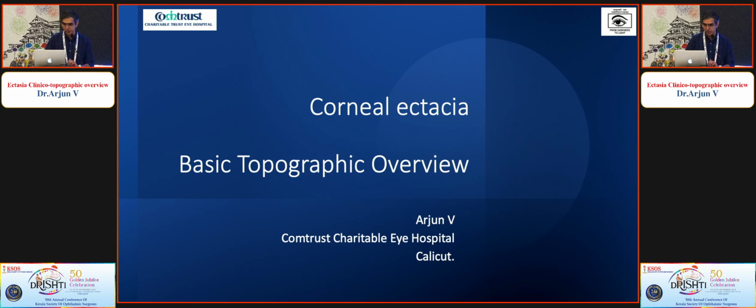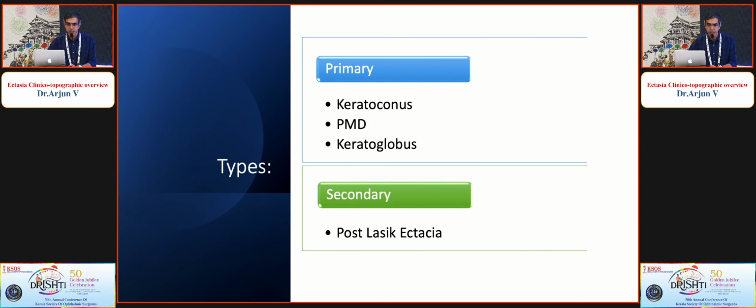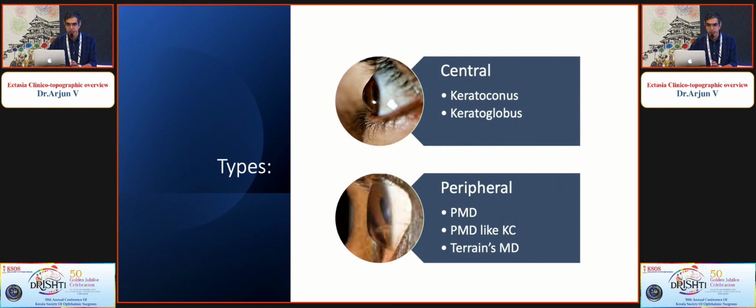Thank you, sir. So this is my humble attempt to give you an overview of topography within the next 8 to 10 minutes. Corneal ectasias, as you know, are defined as non-inflammatory and progressive, the hallmark being a steepening and thinning of the cornea. They may be primary or secondary, the primary being keratoconus or PMD, the secondary being the post-LASIK versions. And you can define them as central or peripheral ones, the peripheral ones being PMD, terrien's and PMD-like KC.